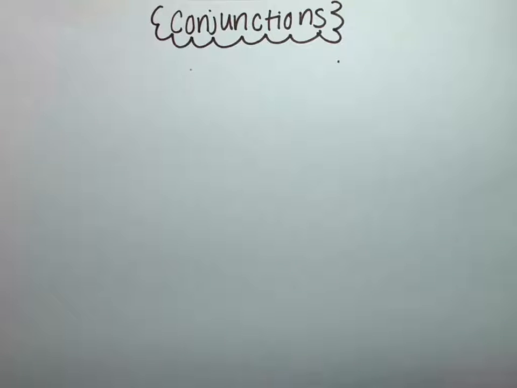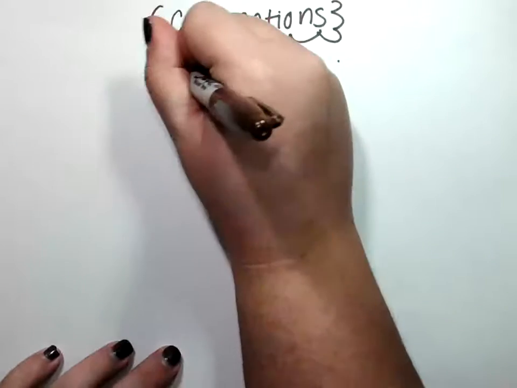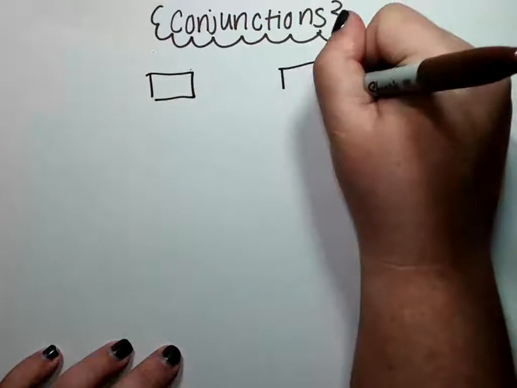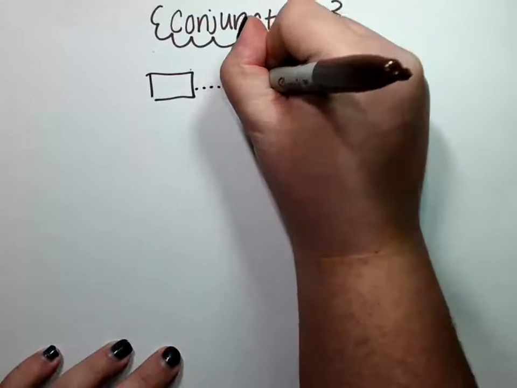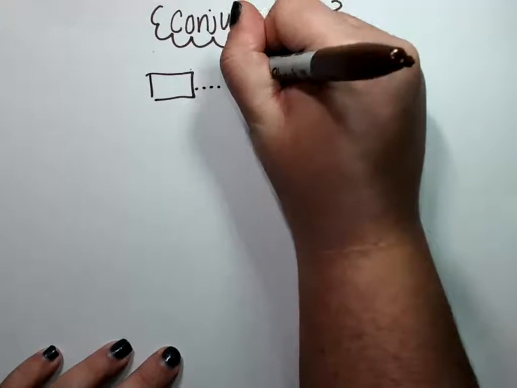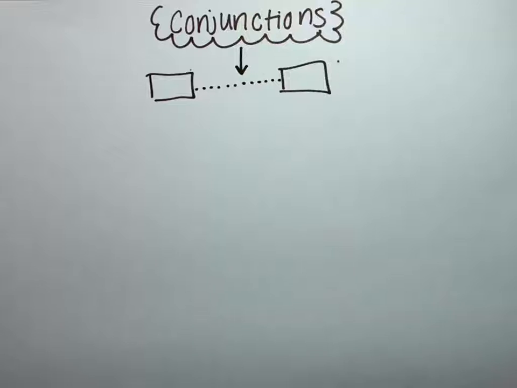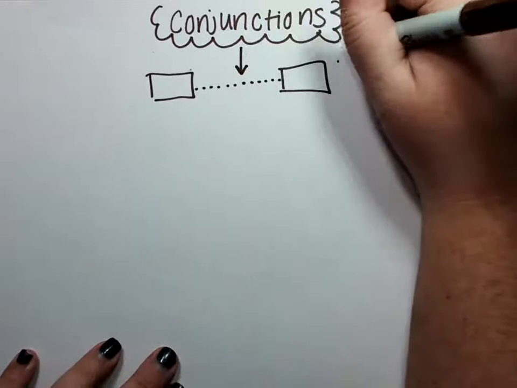But conjunctions just basically take two things and link them together. So I'm going to draw two boxes right here. And we're going to say that this is our train. And so our train is connected. And so this would be the conjunction. Your conjunction just links two things together.